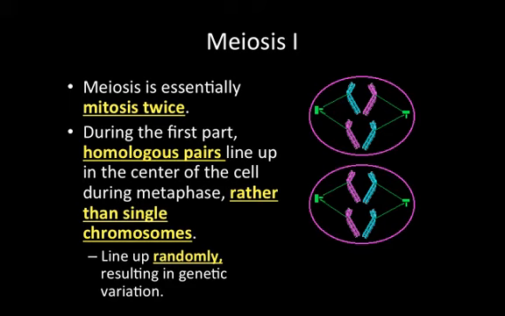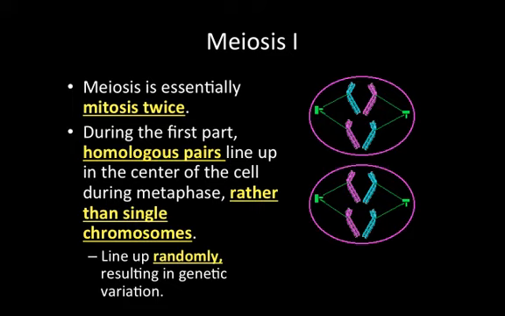Meiosis is essentially mitosis twice. They're going to undergo the same set of steps, including prophase, metaphase, anaphase, and telophase. It's just that this process happens twice. One key difference is that during the first part, homologous pairs line up in the center of the cell during metaphase rather than single chromosomes.